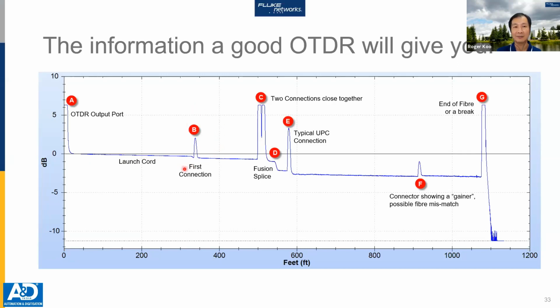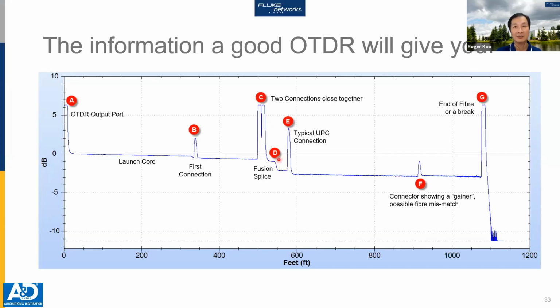the first connection. And thereafter, you see two connectors very close together. These two connectors, if the OTDR is not sensitive enough, they will consolidate these two connectors as one. So again, do watch out if the OTDR is able to see two separate connectors which are very close together.